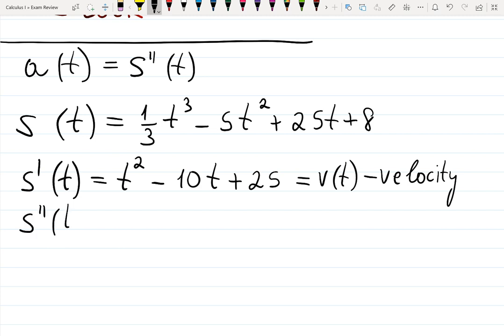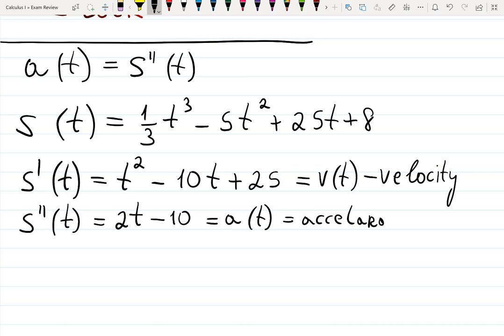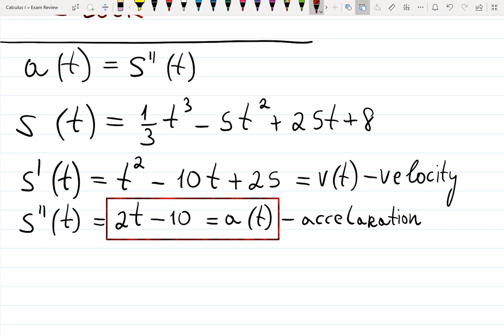The second derivative, though, will give us acceleration, which they are asking to find: 2t minus 10. That's acceleration, a of t. Partially, you already found the answer. If they ask you to find acceleration at any point, you found it. The equation of the acceleration is 2t minus 10. But they ask you different things.